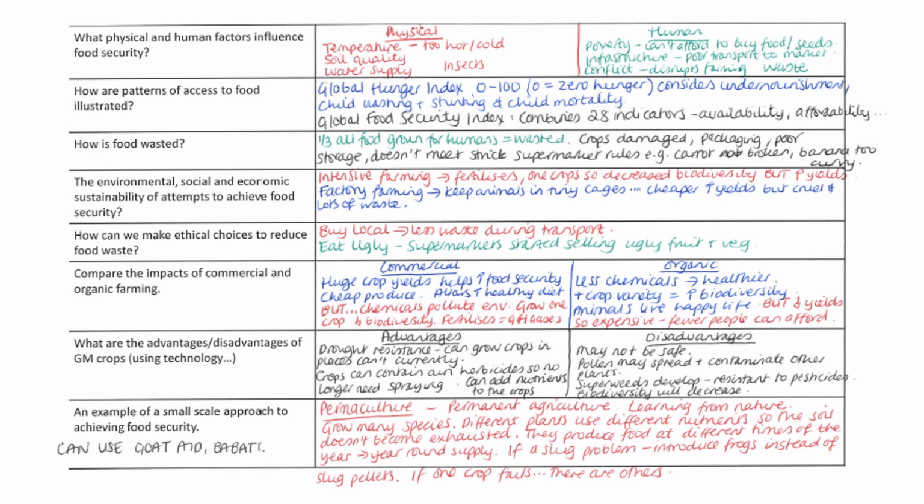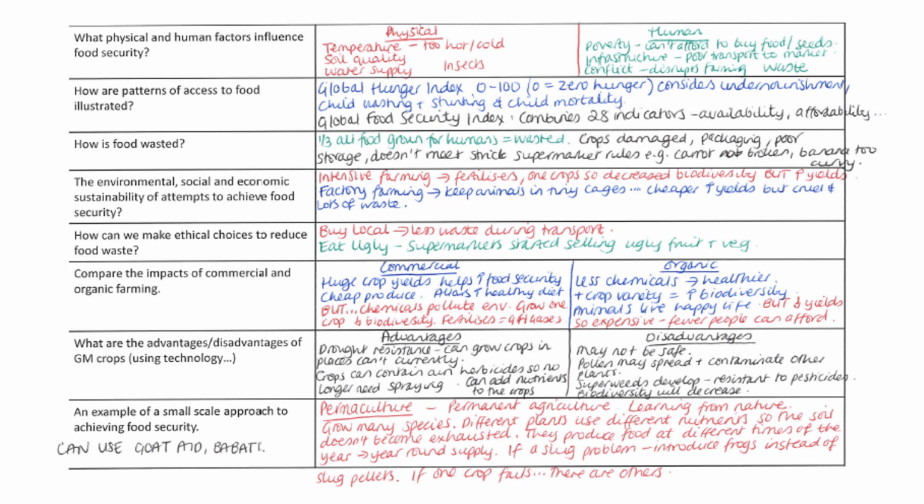Then you've got the environmental, social and economic sustainability of attempts to achieve food security. So we're trying to grow more food through intensive farming. We're using fertilizers. Fertilizers get washed into the rivers, causing eutrophication. The fertilizers make the algae in the river grow big and strong, which then blocks out the sunlight, which then means the fish are not able to get oxygen and the fish in the rivers die.